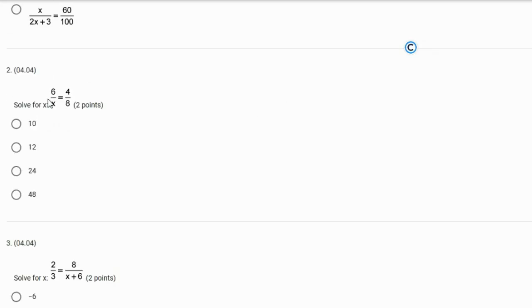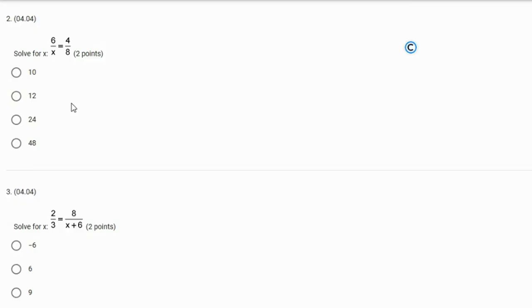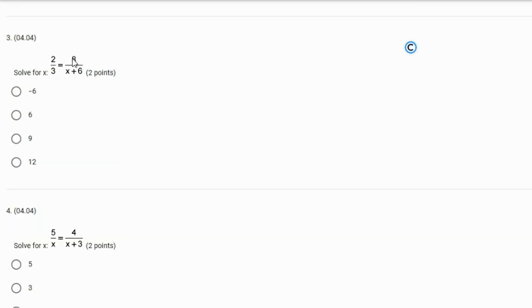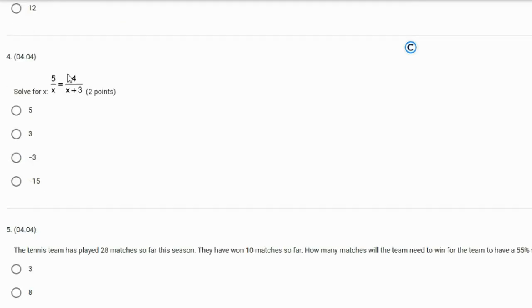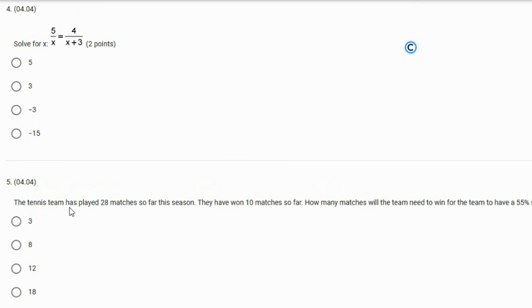Here's one to solve. 6 over x equals 4 over 8. Cross multiply. Here's a 2 over 3 equals 8 over x plus 6. Cross multiply, solve for x. 5 over x equals 4 over x plus 3. Those are just like the examples on page 3. And here's another one, word problem.